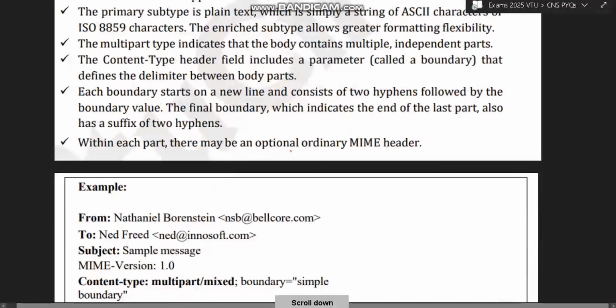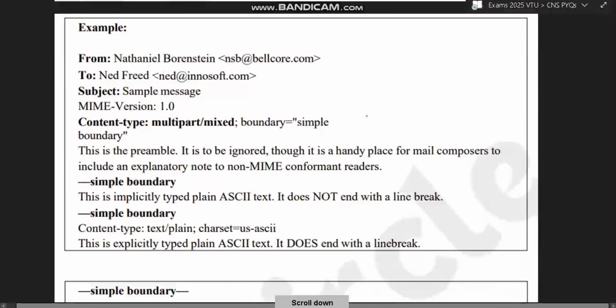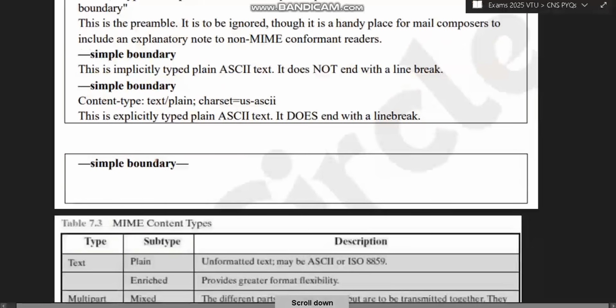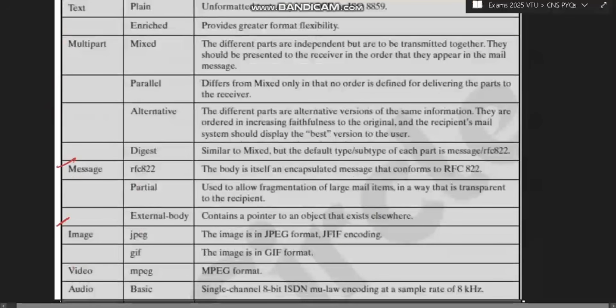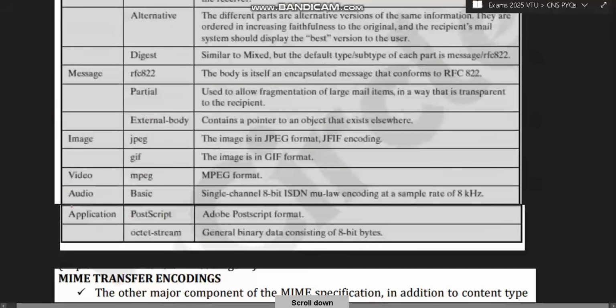Within each part, there may be an optional ordinary MIME header. If you see this, this is a simple boundary. There are two hyphens and the simple boundary is written here. It's as simple as that. And which are the content types? It can be text data, multipart data, message data, image, audio, video, or application data. All of these are accepted in MIME.